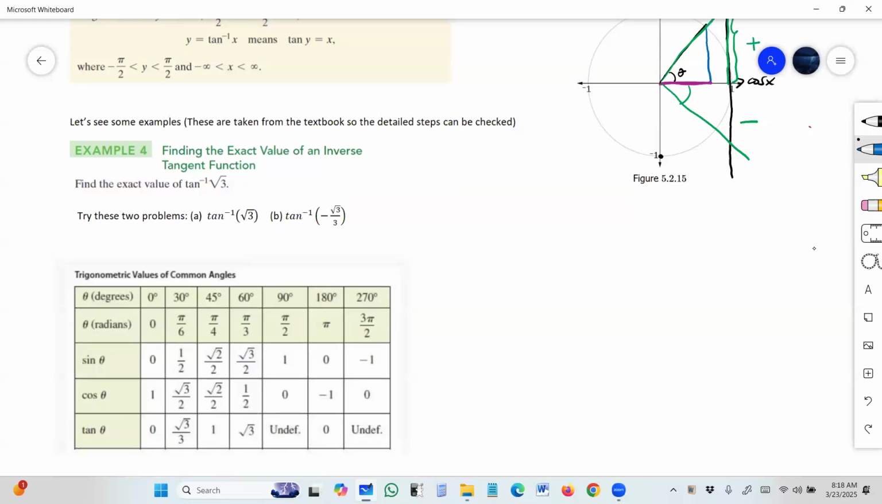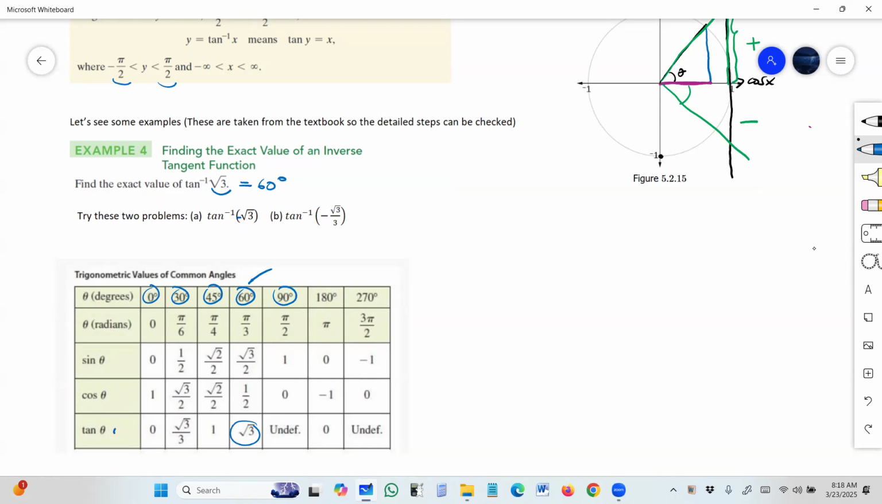Okay, but because we're going just from negative 90 degrees to 90 degrees, we only have to know these values. So how would we do tangent inverse of square root of 3? So we go to tangent, we see where radical 3 is, and we pick the angle. 60. Okay.